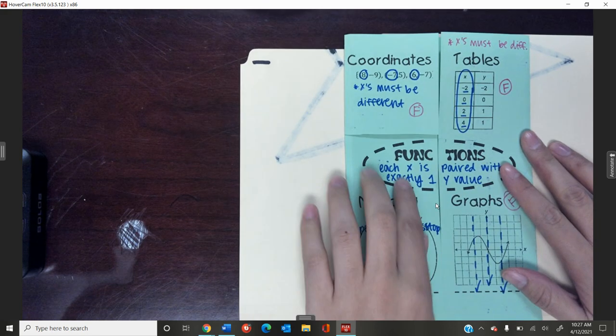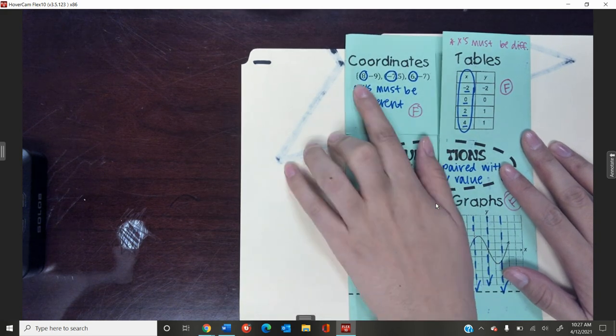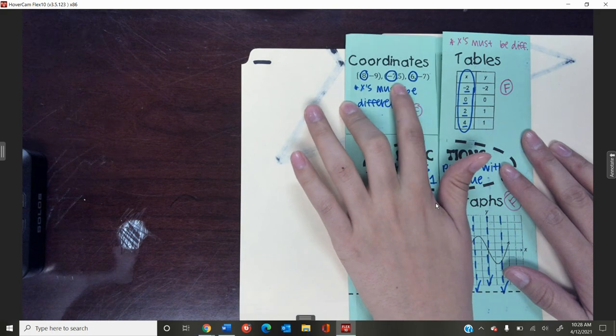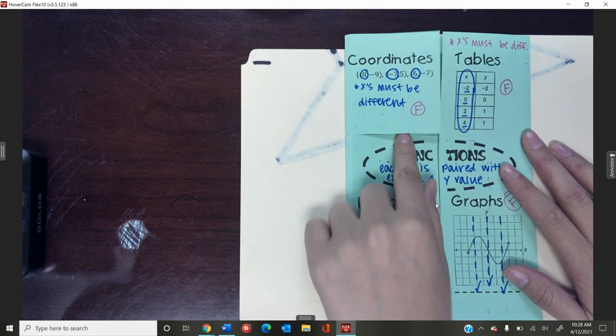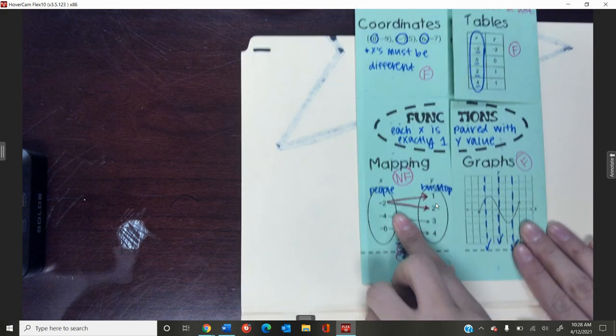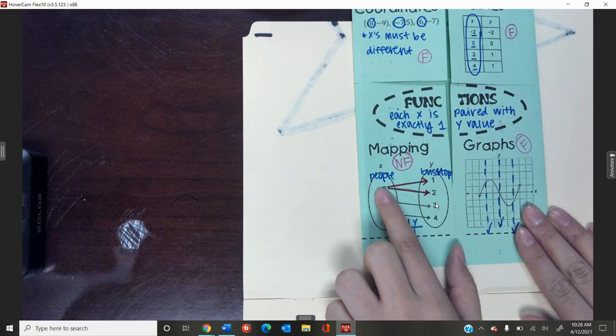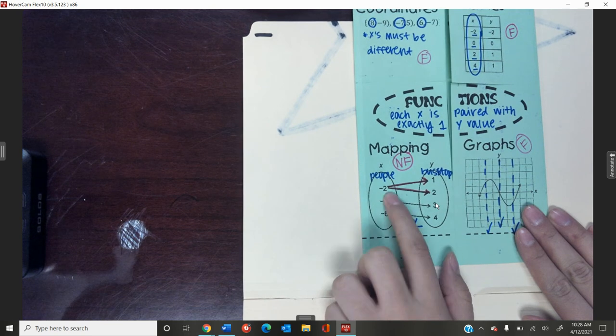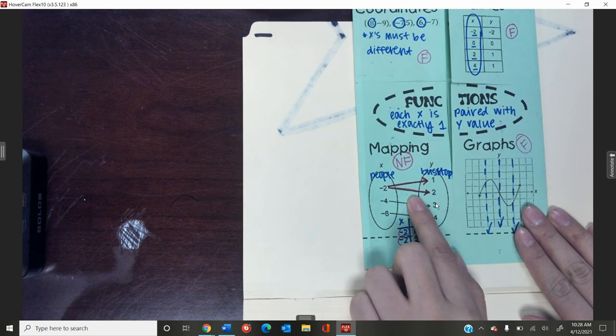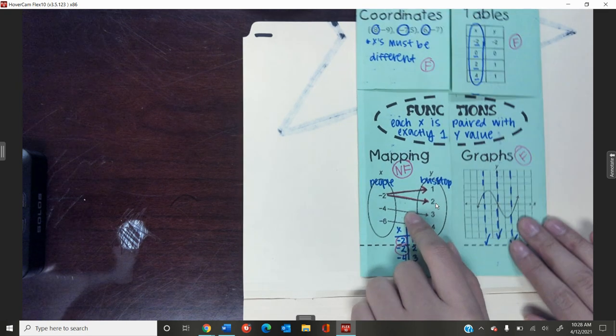Again, just walking you through here, coordinates. We're looking at all of the x values to make sure none of them repeat. For mappings, to determine if they are functions, every x should be paired with exactly one y. So here on this mapping, I have an x being paired with 2 different y values. I have 2 lines coming from one x value, so that tells me it's not a function.